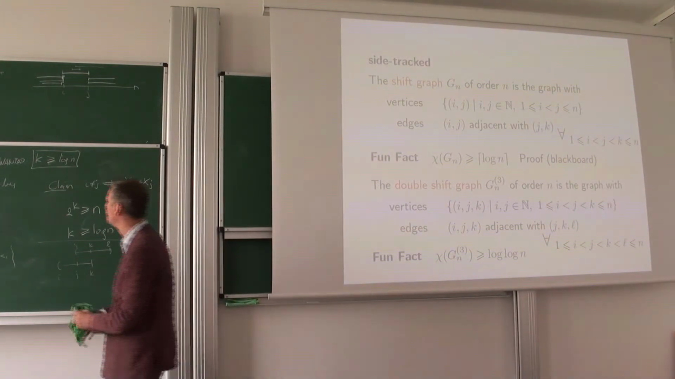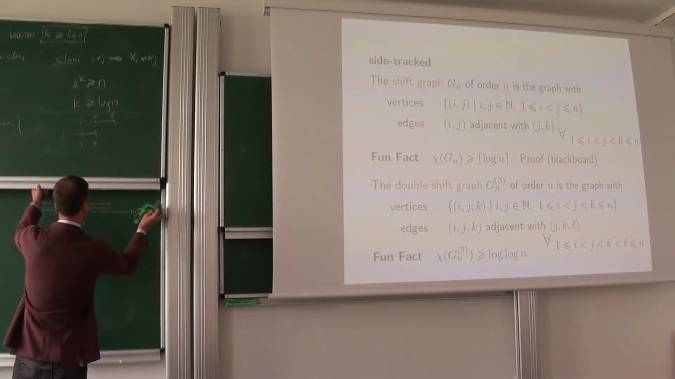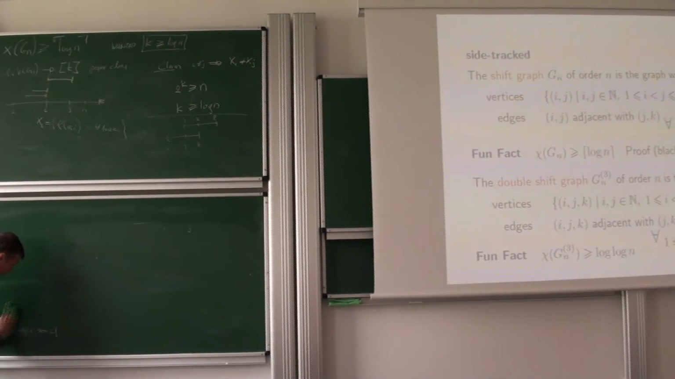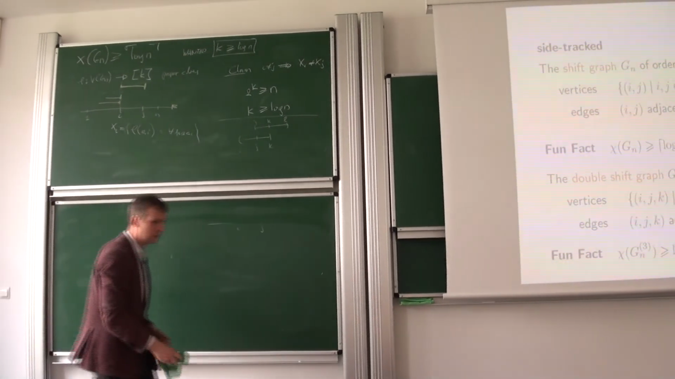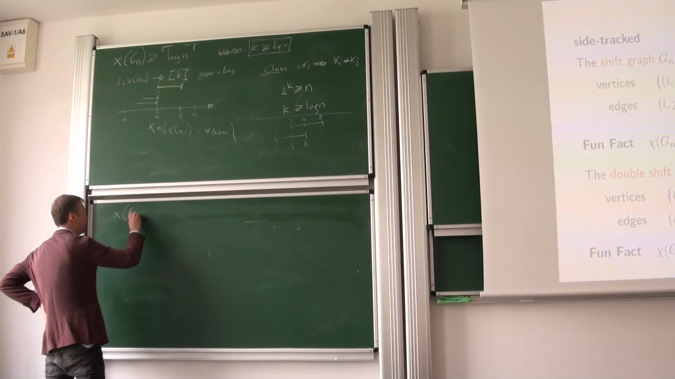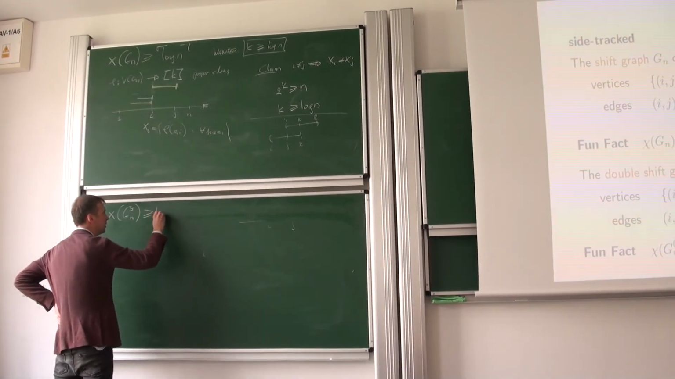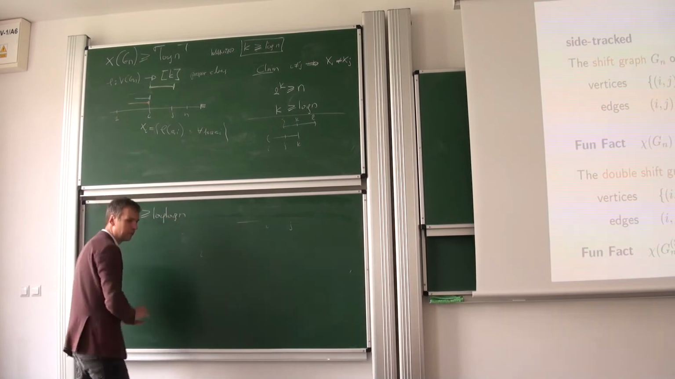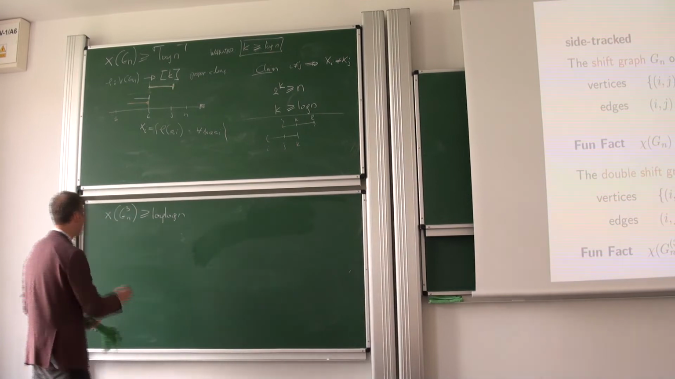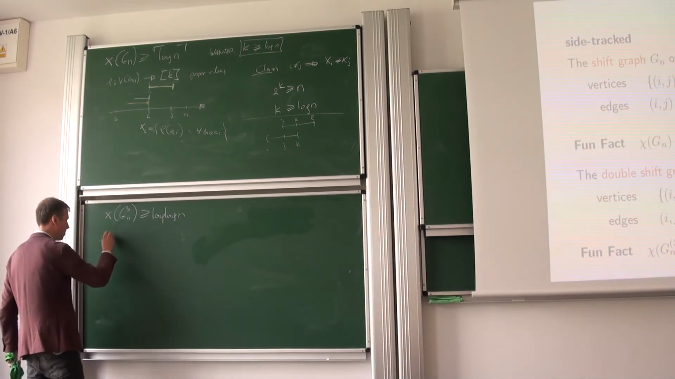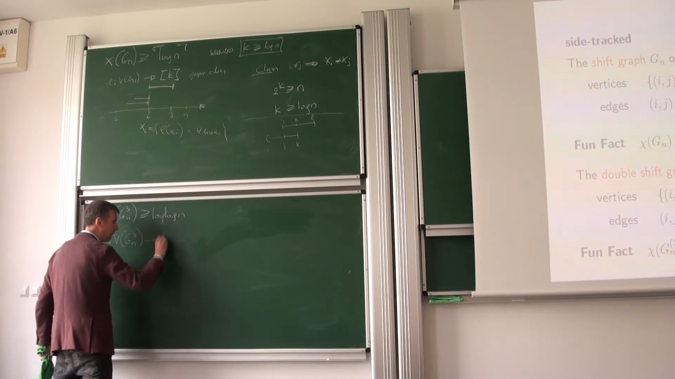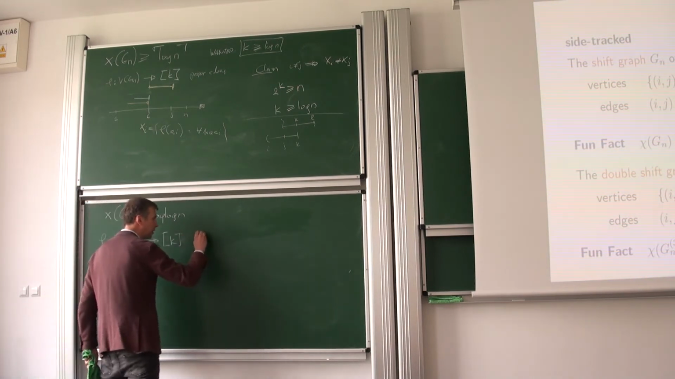So chi of Gn3 is at least log n. How do you prove it? Fix a coloring. Proper coloring.